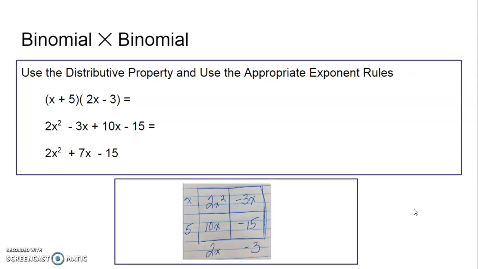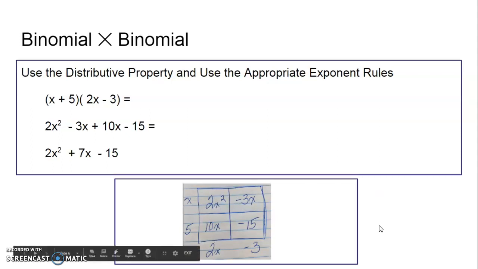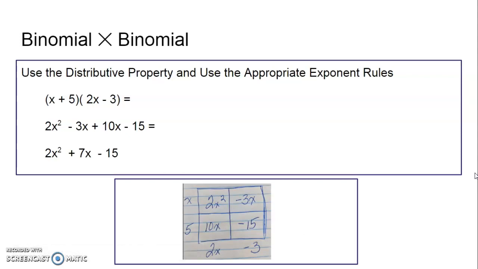Here's the generic rectangle for that. And again, I hope that makes sense. So x times 2x right here, x times negative 3 here, etc. All right, so take a look at that and just see how that matches. And of course, in the generic rectangle, we have not combined like terms.